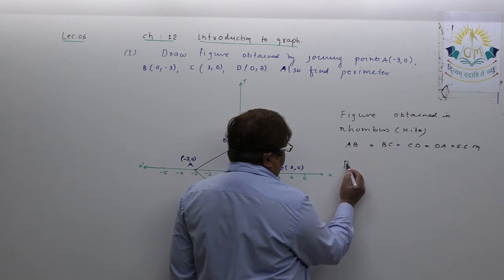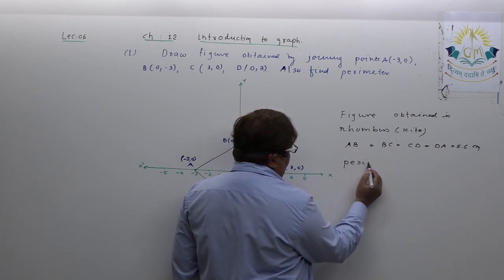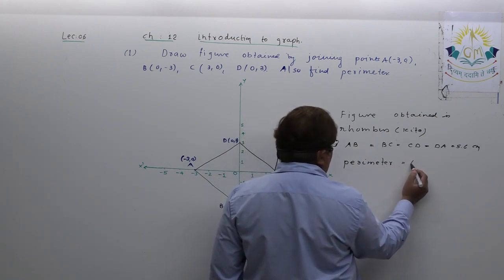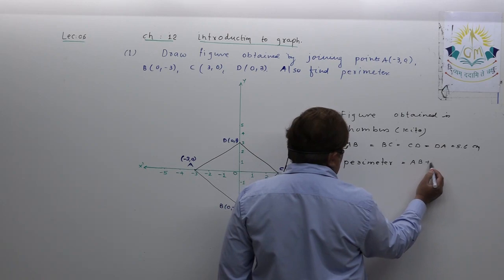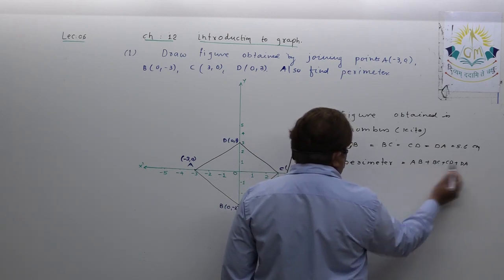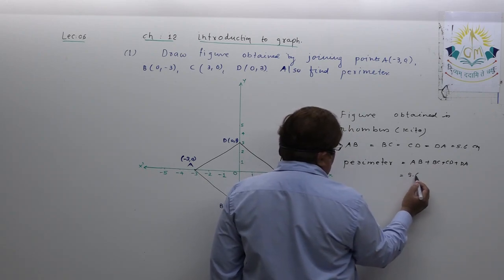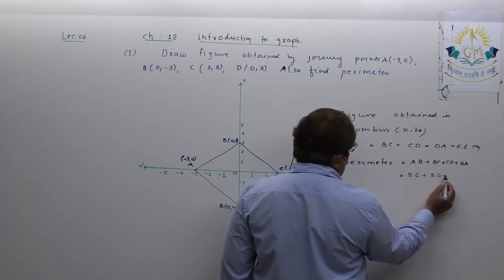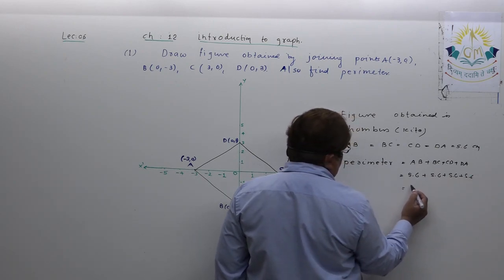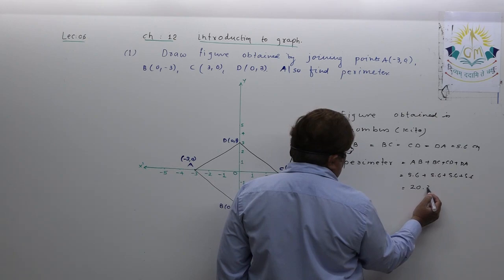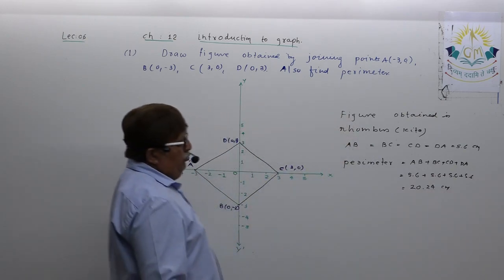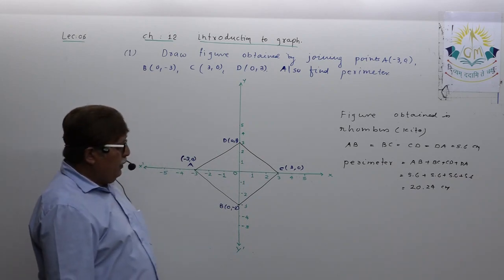So the next step will be perimeter equals, what will you write? AB plus BC plus CD plus DA. You will add all the sides, right? Okay, and you will get 20.24 centimeter. You understood this, right?